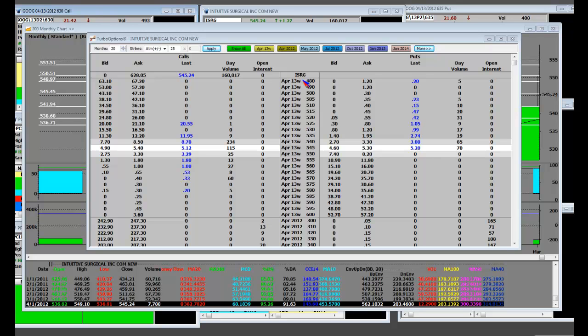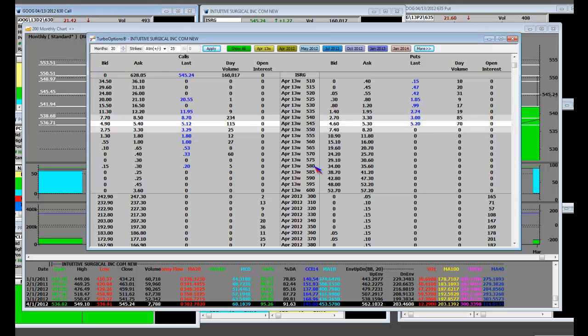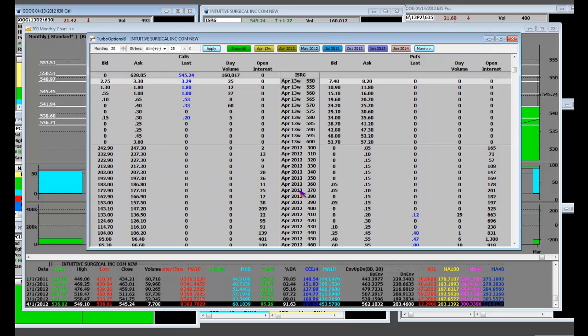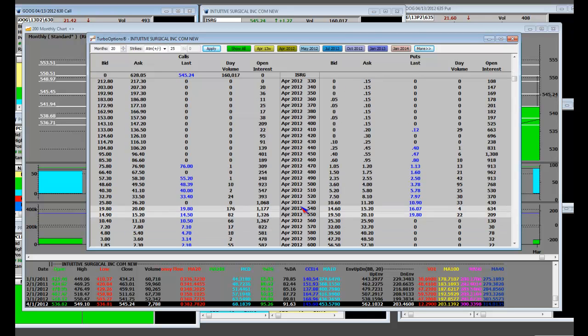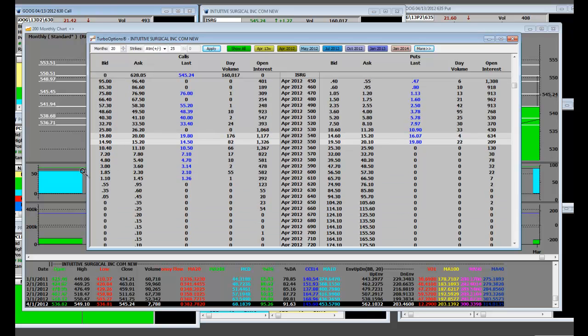Now, the April 13th, the monthly expiration. Remember that on ISRG, this is a monthly contract that can be traded at various strike prices. It's not like they have a lot of open interest on these contracts, so we can tell what is out of the norm or what is not on both sides. This is the call side. Of course, this is the put side of the market.